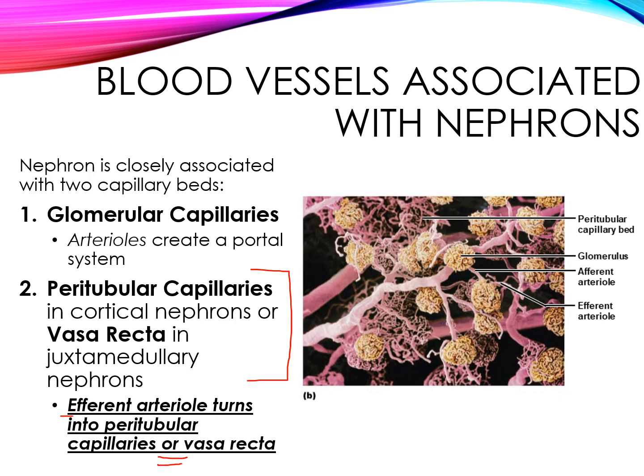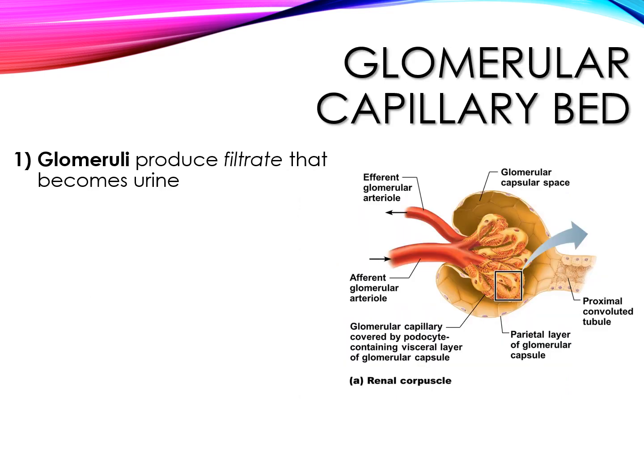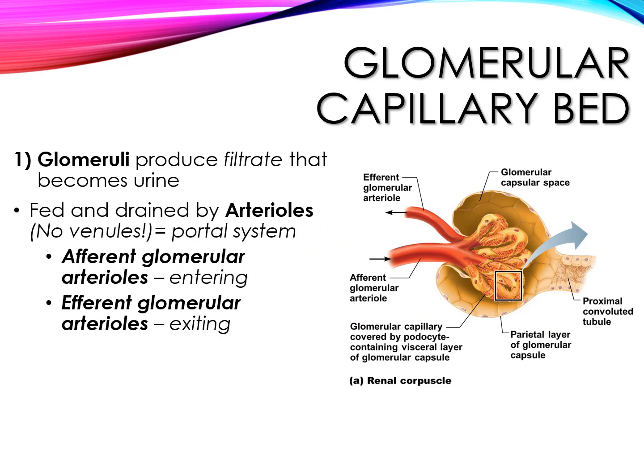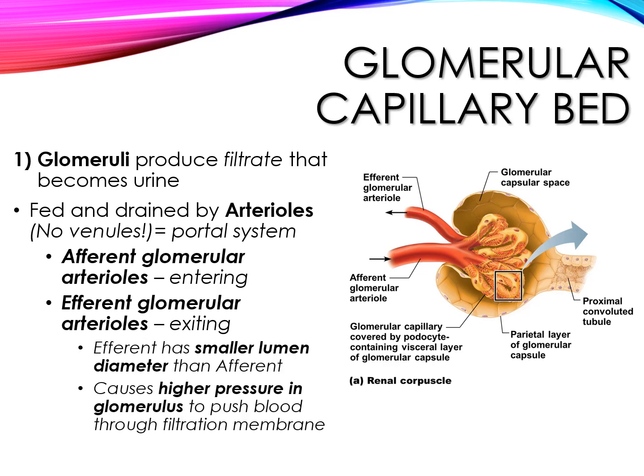And essentially both of these capillary beds, either the peritubular capillaries or the vasa recta, are going to come from that efferent arteriole. So the efferent is exiting the glomerulus, and that efferent arteriole is going to turn into either the peritubular capillaries or the vasa recta, depending on which nephron you're talking about, okay? And this picture is just showing you those tufts of glomerular capillaries. So here's a glomerulus, which is kind of cool looking, right? Like little clusters of vessels coming off of those arterioles.